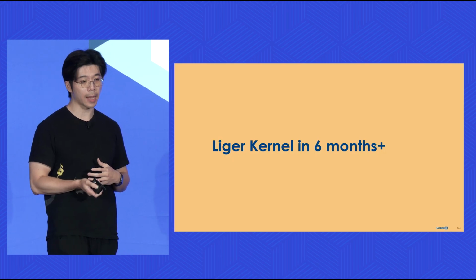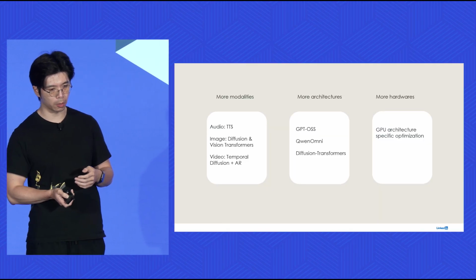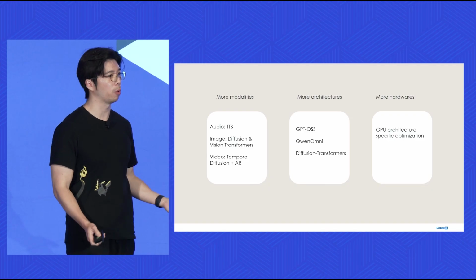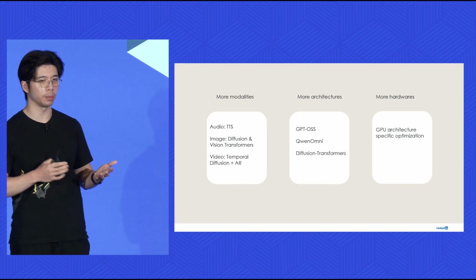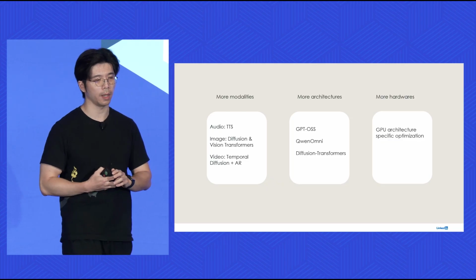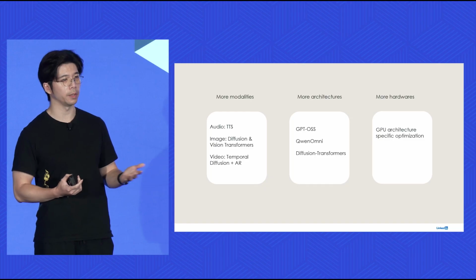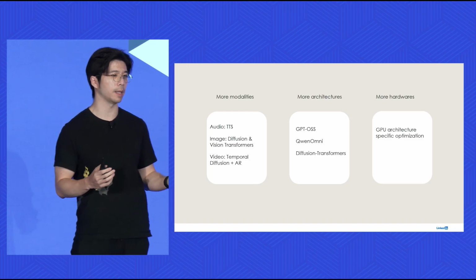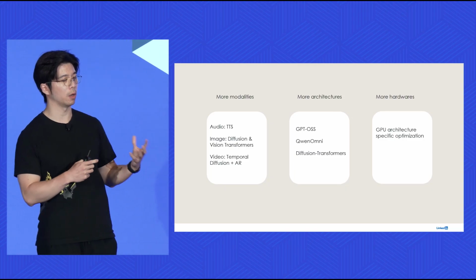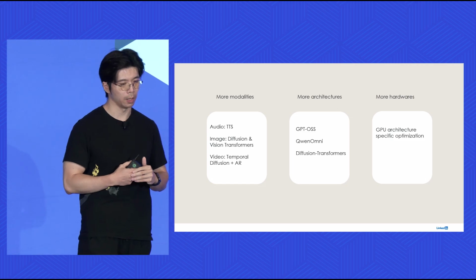Okay, last we're going to talk about some of the outlook for Liger kernel over the next 6 months. First, we definitely want to support more modalities. At this moment, Liger kernel is mostly for LLMs and vision language models, and there are more modalities of models, such as audio generation, image and video generation, that are very popular these days, and users really want to be able to fine-tune them on their own GPUs, like maybe 1 to 2 GPUs on their own cluster.